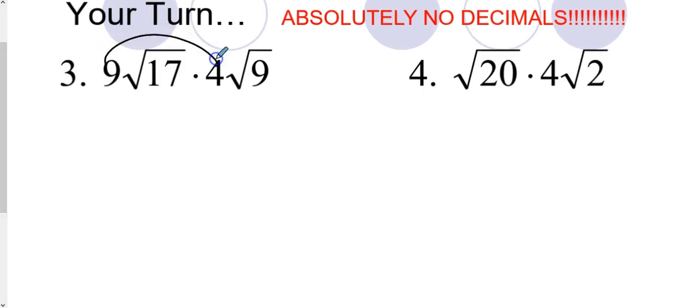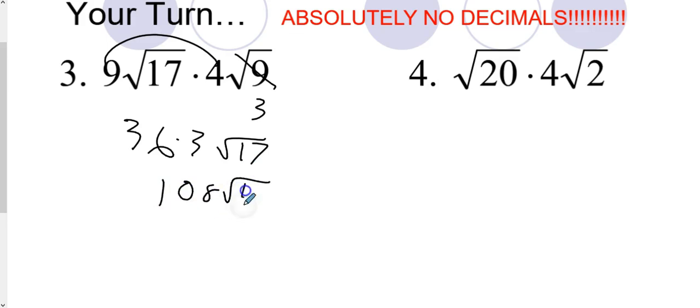So, 9 times 4 is 36. Now remember though, this is really just 3. So I'm going to simplify that first. That also counts as an outside number. So then I'm just going to take my calculator and do 36 times 3 and get 108 times square root of 17. Make your life easier. Or the other thing is you could have said 4 times 3 is 12 and 12 times 9 is 108.